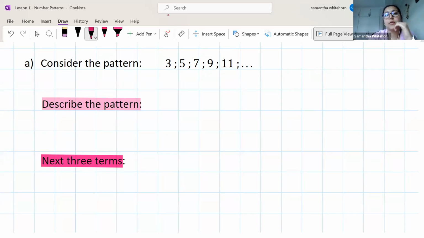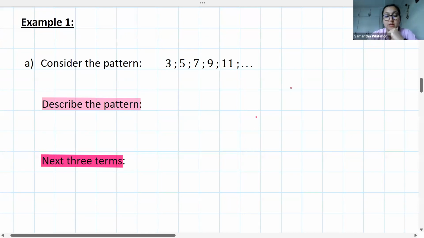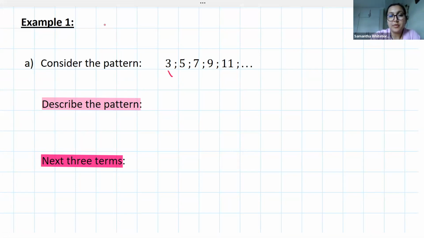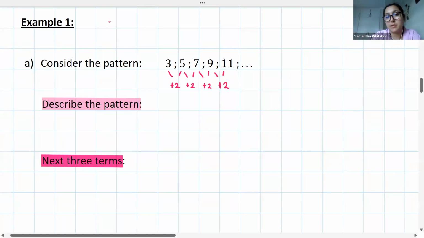Nice, guys. Okay, so the way I approach any number pattern question, it doesn't matter what it is, I don't even look at the question. I first start by asking myself, what's going on? So I would have a look at this number pattern and say, okay, cool. How am I going from 3 to 5? Well, I add 2. From 5 to 7, I add 2. From 7 to 9, I add 2. And what I see is that I'm consistently adding the same number. Now, cool. When we add or subtract the same value, this is called a linear pattern.